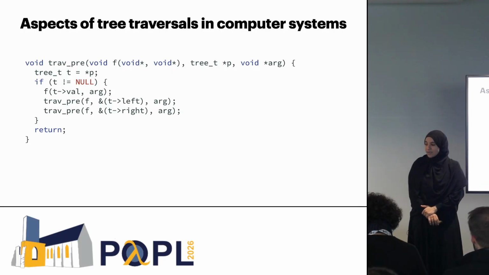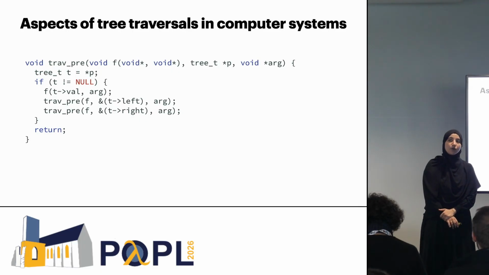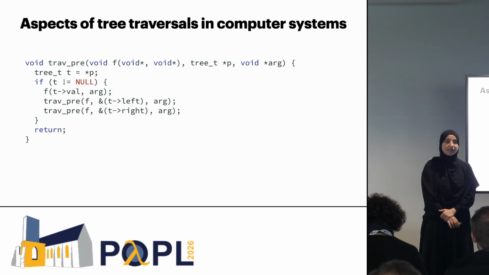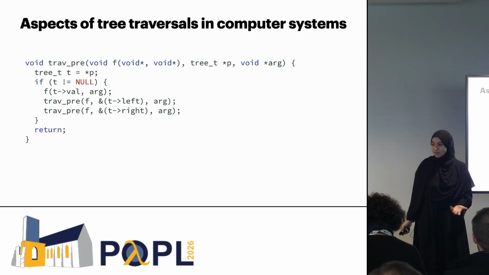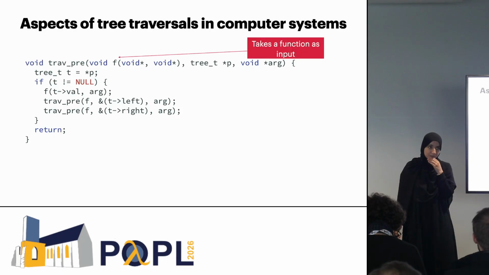I have in this slide an implementation of a pre-ordered traversal over pointer-based binary trees in C. The traversal checks whether the tree is a leaf or not, and if it's not a leaf, it applies an operation on the root of the tree, and then it recursively traverses the left and then the right subtree. And this operation that the traversal applies on the tree nodes, which I call f here, is given to the traversal as input. And this is what I mean by higher order.